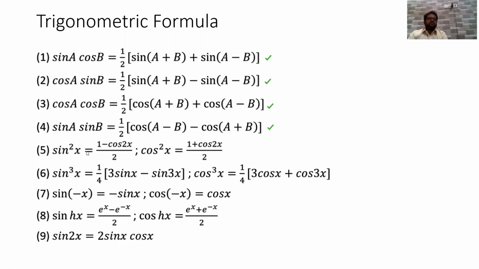Next, sin square x equal to (1 minus cos 2x) upon 2, cos square x equal to (1 plus cos 2x) upon 2, sin cube x equal to 1 by 4 of (3 sin x minus sin 3x), cos cube x equal to 1 by 4 of (3 cos x plus cos 3x), sin(minus x) equal to minus sin x, cos(minus x) equal to cos x, sinh x equal to (e raised to x minus e raised to minus x) upon 2, cosh x equal to (e raised to x plus e raised to minus x) by 2, sin 2x equal to 2 sin x cos x. So these are the trigonometric formulas.